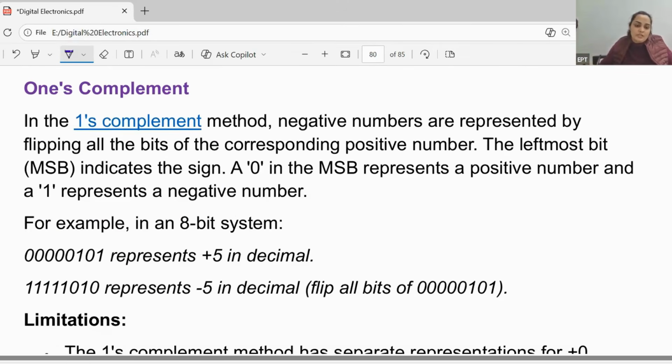Okay. Next one, 1's complement method. Okay, so in the 8-bit system, how you will represent plus 5? You will write the value of plus 5 like 101, and if these bits are 0, which means that this is going to be a positive 5 number. And see here, these values are 1 now, so which means that sign is negative.